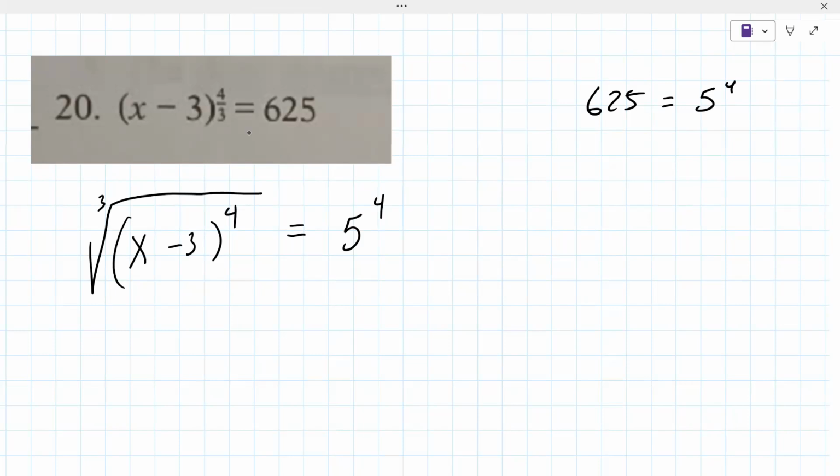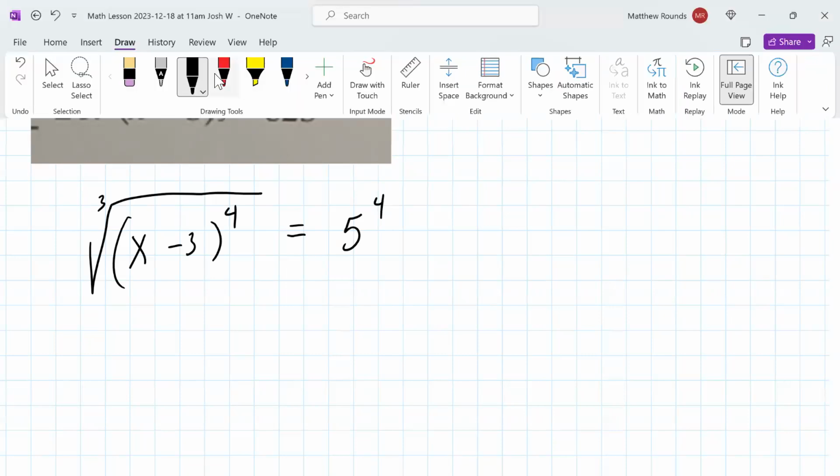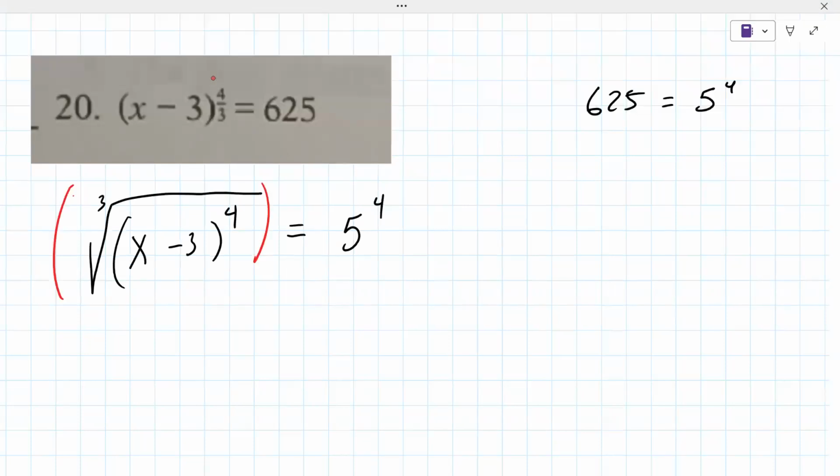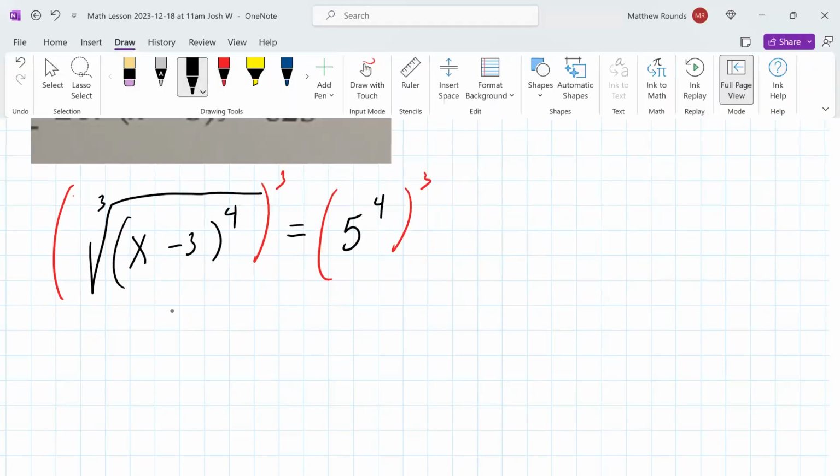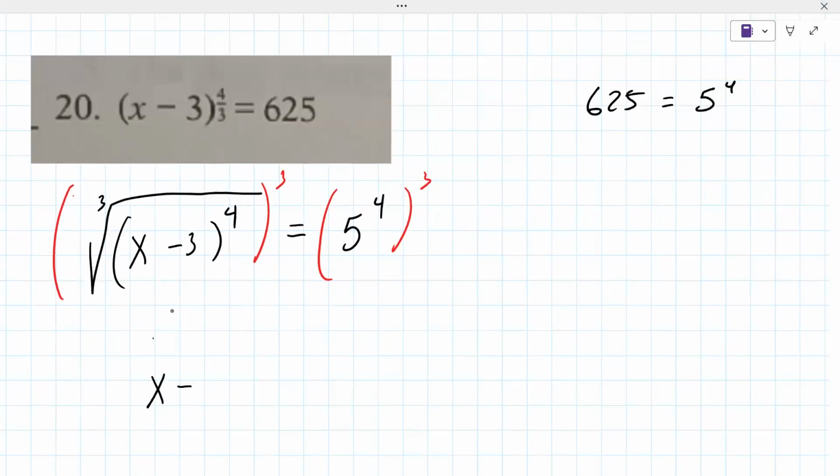Is that okay? Just writing everything down. All right. So now the next step here is to cube both sides. So this becomes x minus 3 to the power of 4 equals 5 to the power of 12.